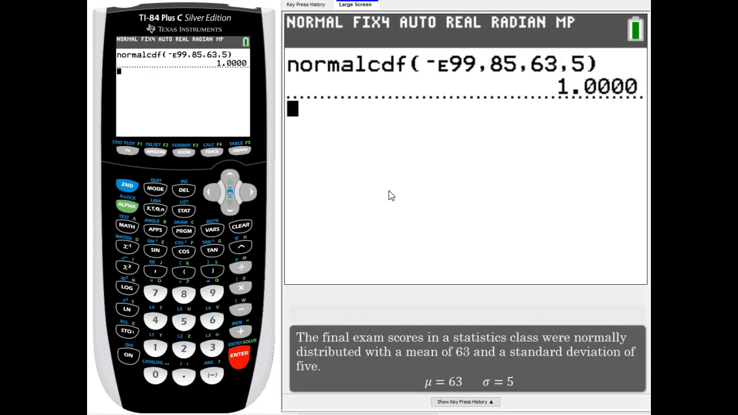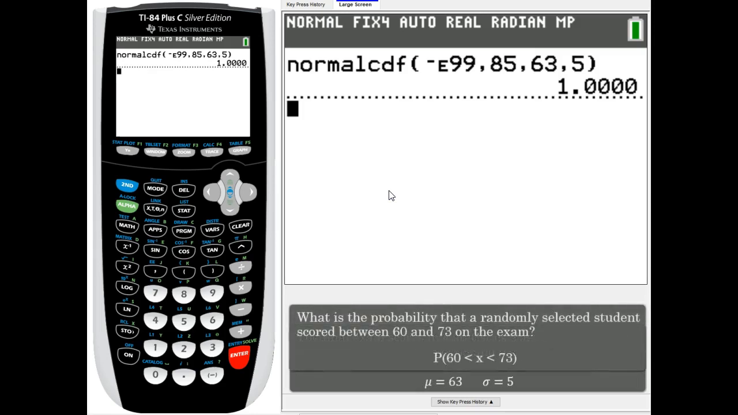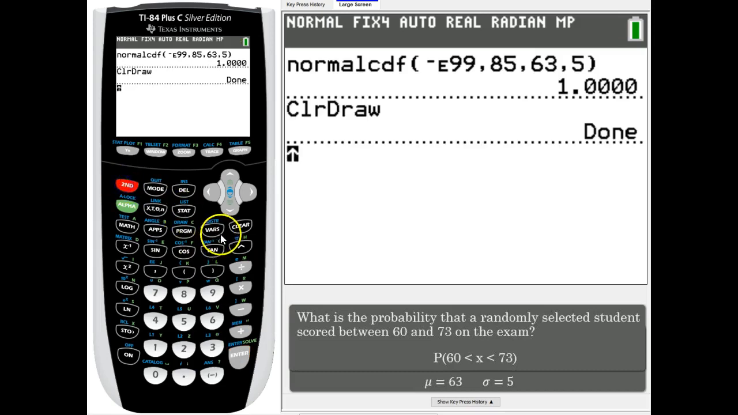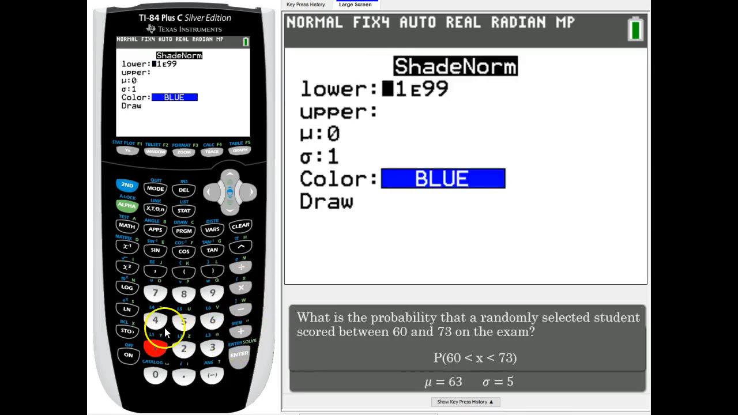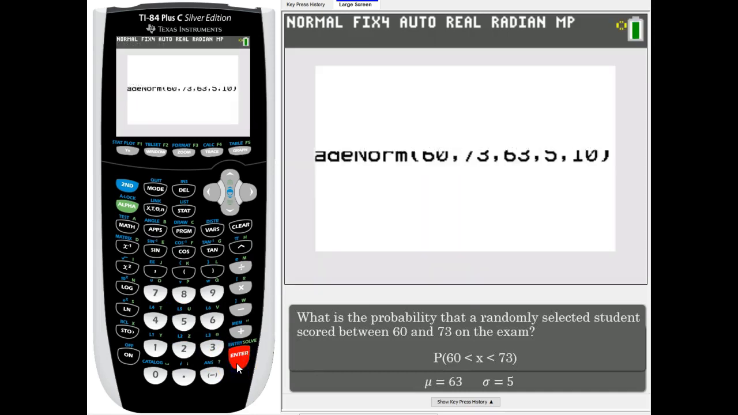What if I want to know the probability between 60 and 73? Again, I'm going to draw this and then I'm going to just solve it mathematically. First, let me clear out my draw. And now I'm going to go to my distribution, go over to draw, and shade norm. My lower boundary this time is 60. My upper boundary is 73. My mean was 63. And standard deviation is 5.